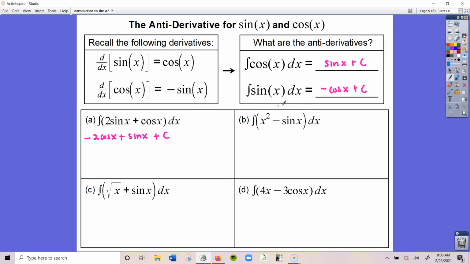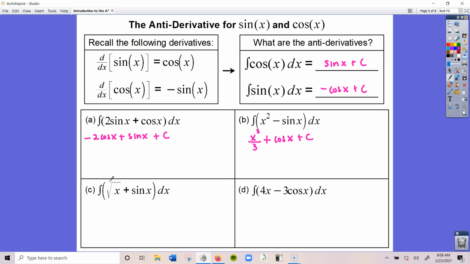Now, integrating this, think of this as like a polynomial. You're doing it piece by piece. So we have the integral of x squared, which would be x to the third over 3, because I'm adding 1 to my exponent. And the integral of sine is negative cosine. Or you can think of it as the integral of negative sine, which would just be cosine. So whichever way you choose to think about it, I like to do minus, and then the integral of sine, which is negative cosine, so plus cosine x, and then of course plus c. And that would be my answer.